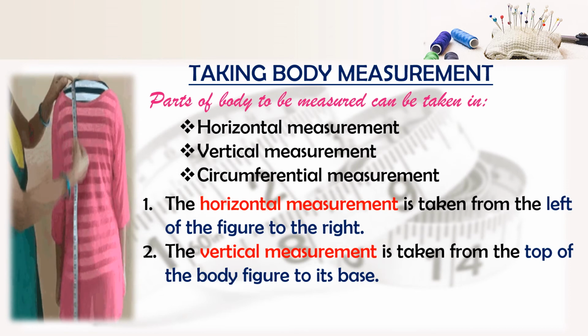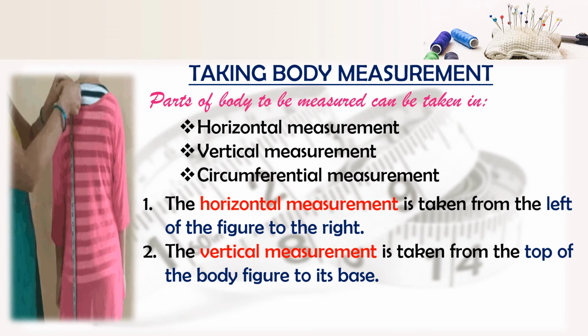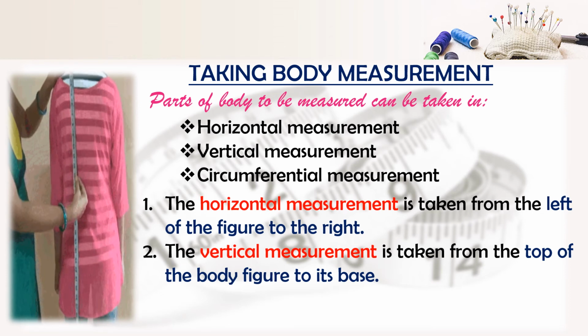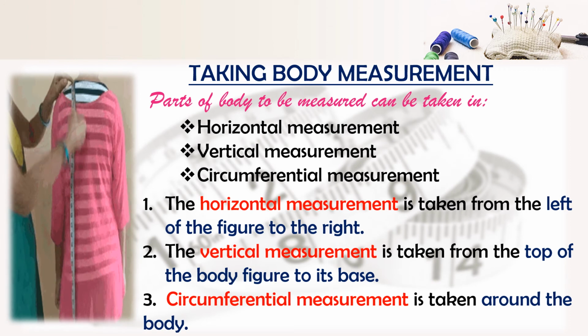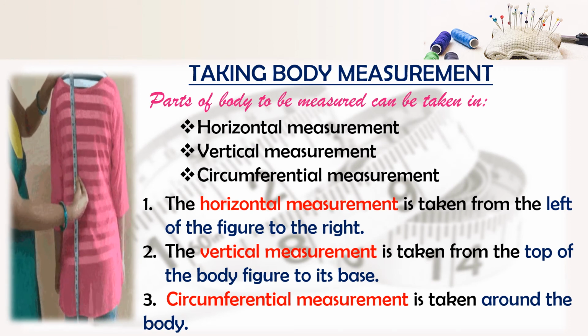So, as you can see, starting from top to bottom, that is an example of vertical measurement. Number 3, the circumferential measurement, is taken around the body.